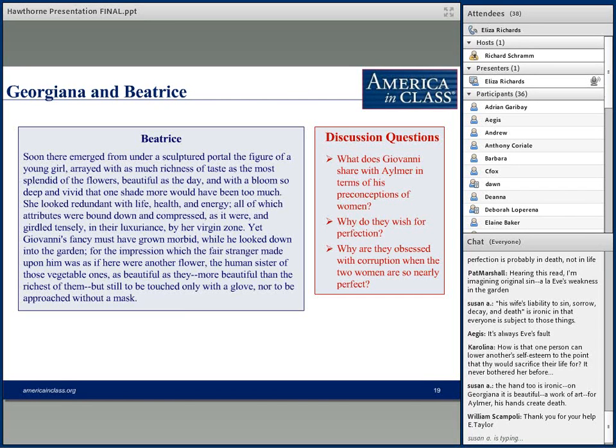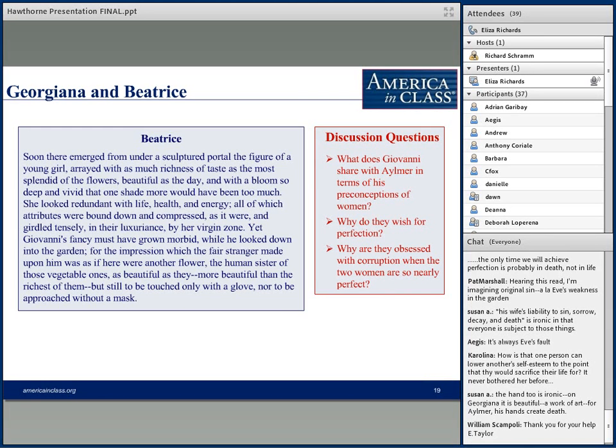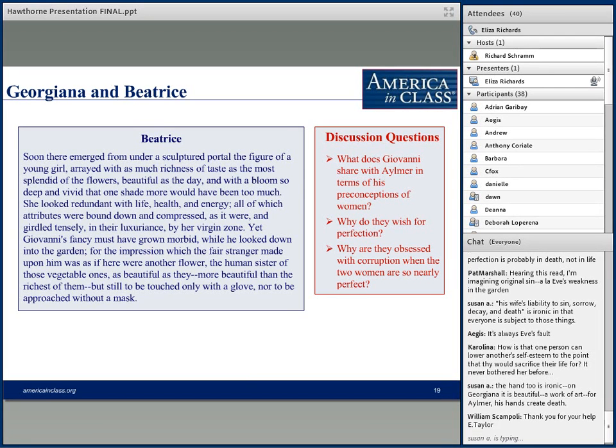"Soon there emerged from under a sculptured portal the figure of a young girl, arrayed with as much richness of taste as the most splendid of the flowers, beautiful as the day, and with a bloom so deep and vivid that one shade more would have been too much. She looked redundant with life, health, and energy, all of which attributes were bound down and compressed, as it were, and girdled tensely, and yet luxuriously, by her virgin zone. Yet Giovanni's fancy must have grown morbid while he looked down into the garden, for the impression which the fair stranger made upon him was as if here were another flower, the human sister of those vegetable ones, as beautiful as they, more beautiful than the richest of them, but still to be touched only with a glove, nor to be approached without a mask."